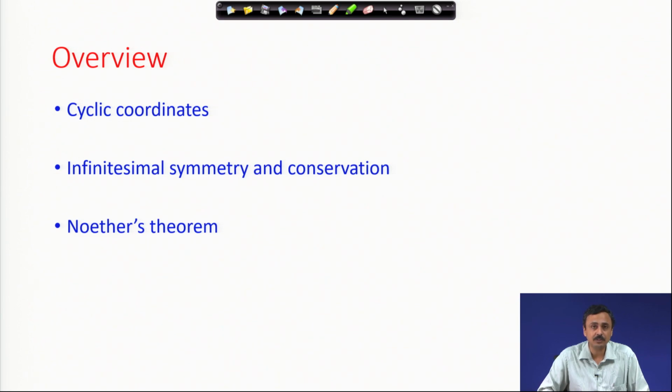Noether, M. E. Noether was a famous mathematician in Germany, who came up with this idea of symmetry and conservation.